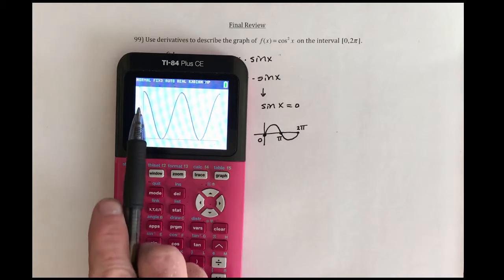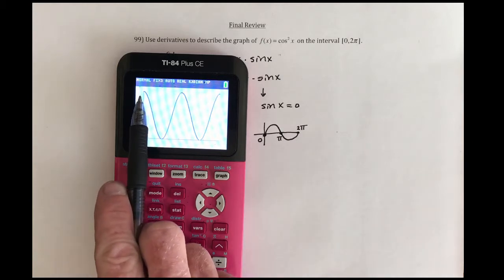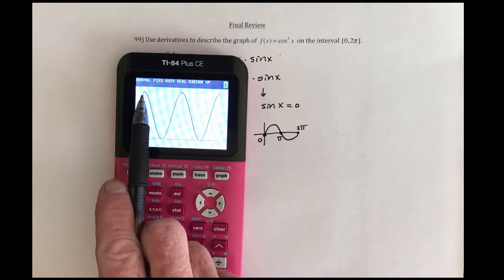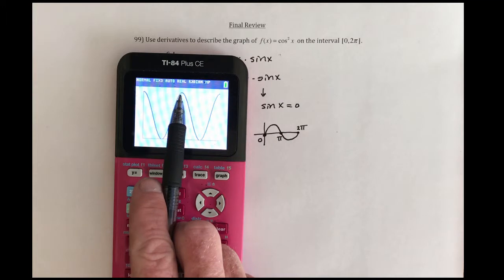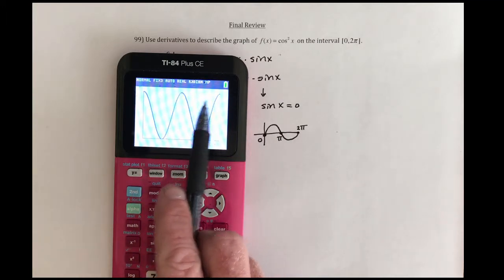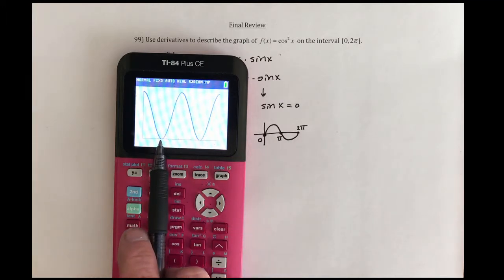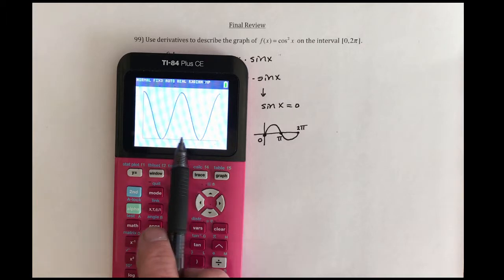So actually I could just look at this and see the biggest that cosine gets is 1. So that means the biggest cosine squared gets is 1. So this y value up here would be 1, this one would be 1, and this would be 1. And then this would be 0, and this one would be 0.